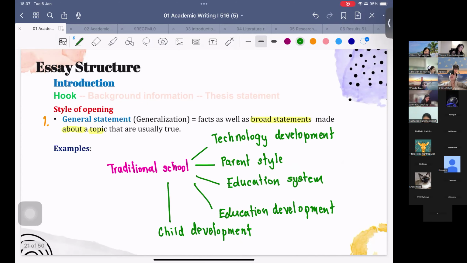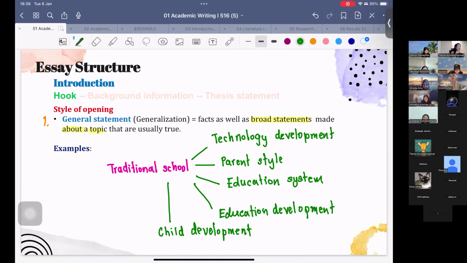With the hook, there are many methods to start. The first one is to start with what we call general statements. So when you are given the topic, the technique of general statement is that you start with facts, broad facts, general knowledge about the topic that you are going to write about. For example, in this case, I'm going to write about traditional school. Let's say why it is worth it or important to send a child to traditional school. This is just an example.